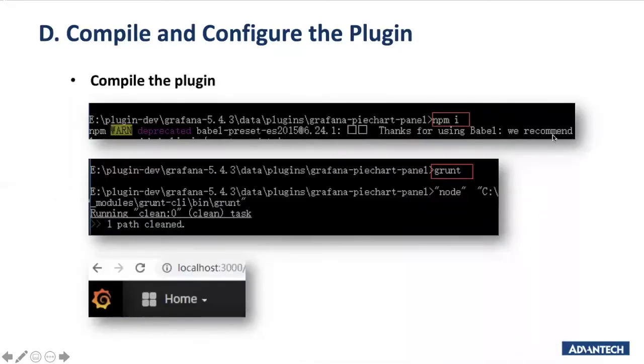And before you start to develop your plugin, you need to run npm install to install all the dependencies that is described in your package.json file. And also run the grunt command after you finish your modification of the source code, and then restart the Grafana server.